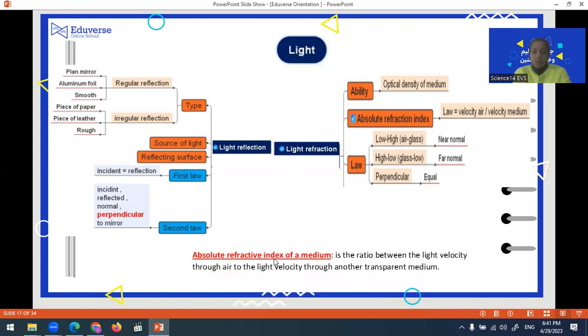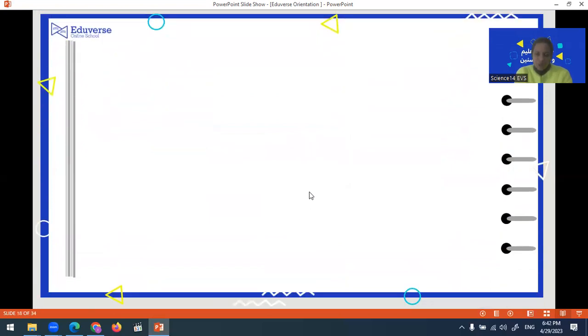So what's the absolute refractive index of a medium? It is the ratio between the light velocity through the air and the light velocity through another transparent medium. The law is the velocity of the light through the air over the velocity of the light through the other medium. What about the law? If we have, for example, let's see it by drawing, it will be better.